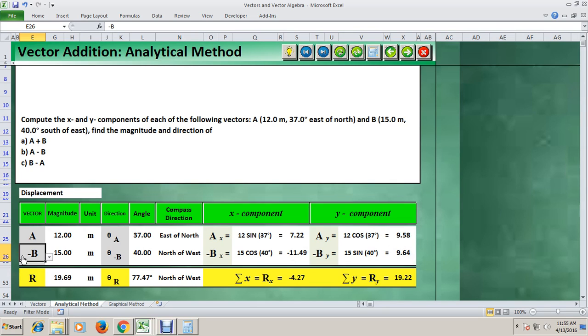The only difference when you reverse the direction of your negative vector is that the signs of the components also reverse in direction. So originally, the positive sense of the vector b is positive 11.49. We reverse it in the opposite direction, so this becomes negative. Now, for the y component, this is originally negative 9.64. Now, we get the negative sense of the vector, so this becomes positive.